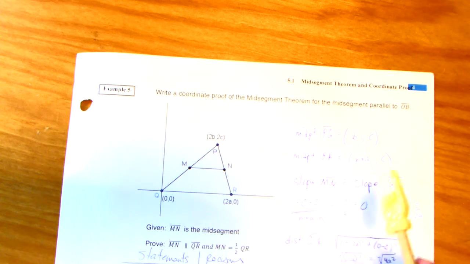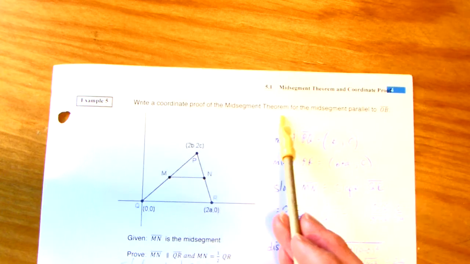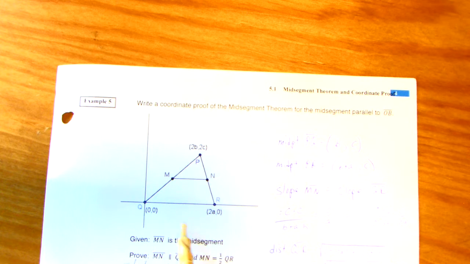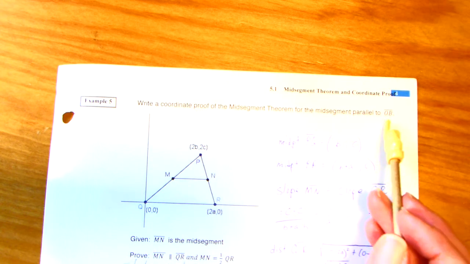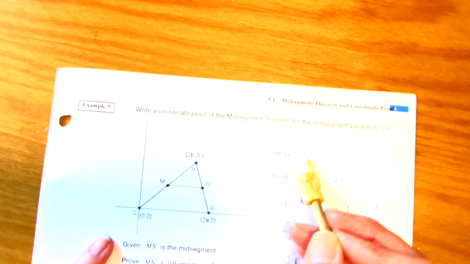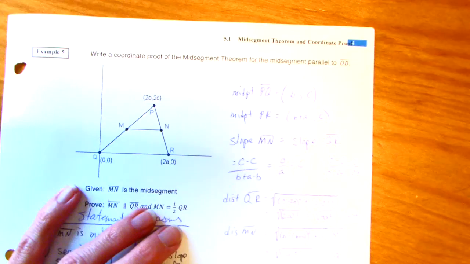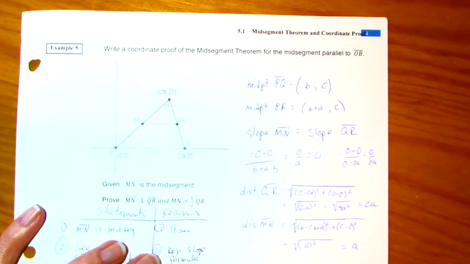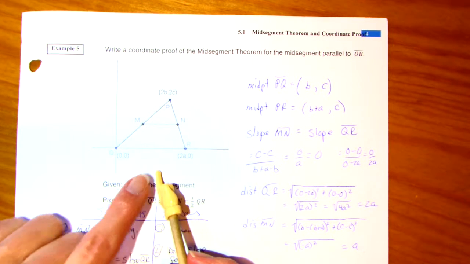So we want to find the theorem for the midsegment parallel to OB. That should be an R, I believe. Wait. In any case, I think I have the wrong one here. Okay, so let's find the midpoint of PQ. That's kind of hard to see. Why is that hard to see? I'm having lighting issues at different times of the day. Oh, there we go. All right, but now you can't see the diagram really well.